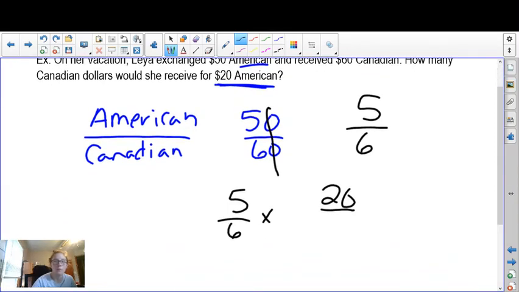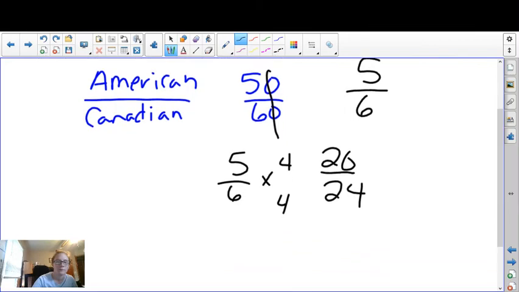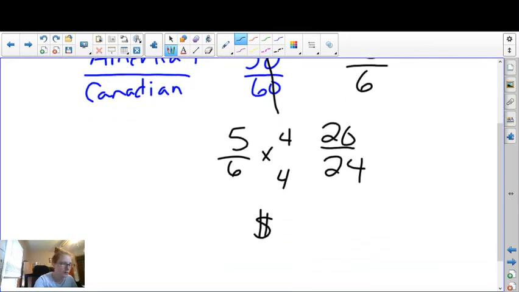5 over 6 times something will give me 20 American over some amount of Canadian. So what was that multiplier? What was that scalar? Well, 5 times 4 was 20, so therefore I have to do 4 in the denominator. So 6 times 4 is 24. So she'll get 24 Canadian dollars.